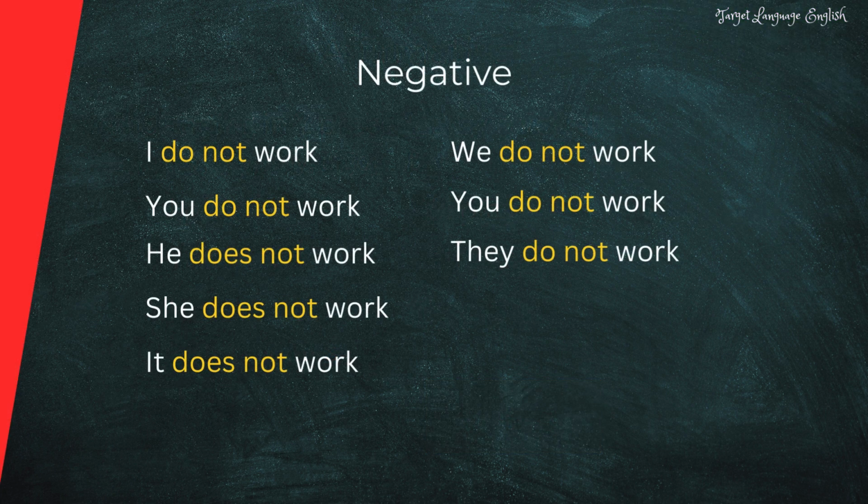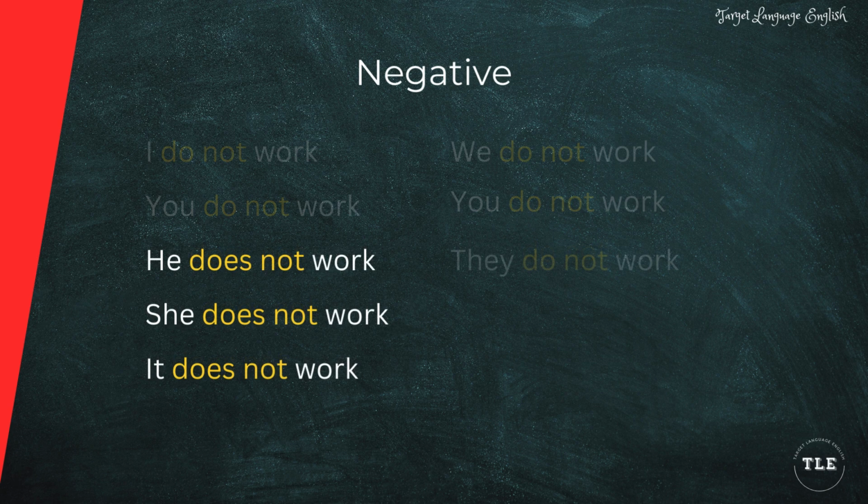Let's now move on to the present simple negative. To form the negative, we need the verb do and the word not. Singular: I do not work, you do not work, he does not work, she does not work, it does not work. Plural: we do not work, you do not work, they do not work.